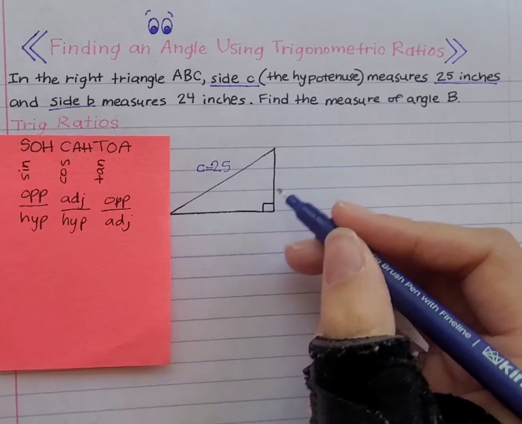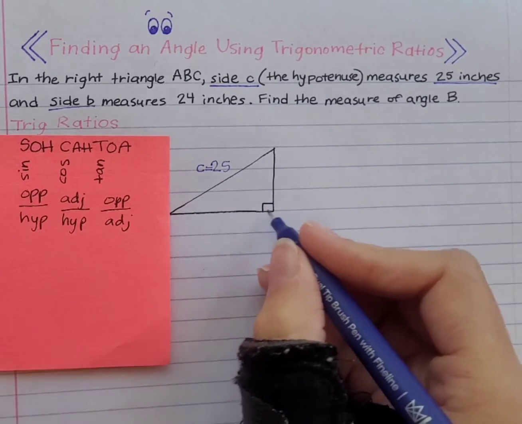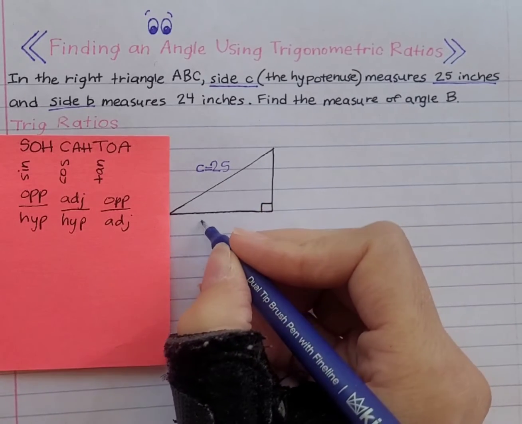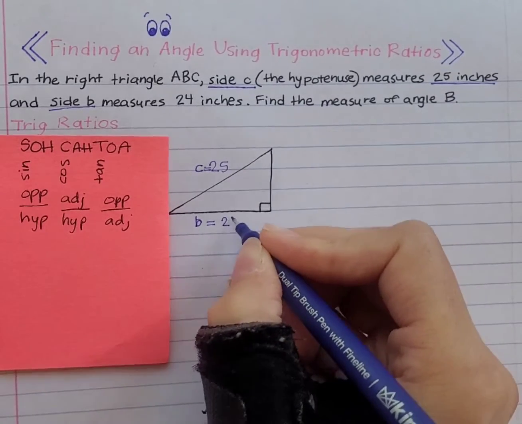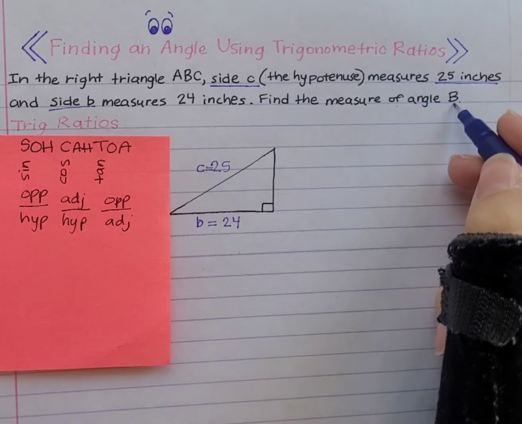Now, I don't know which one is side B, and it doesn't really matter. I'm going to choose the longer side because it looks, for me, a little bit closer to the 25. So side B equals 24. Okay, now we need to find the measure of angle B.